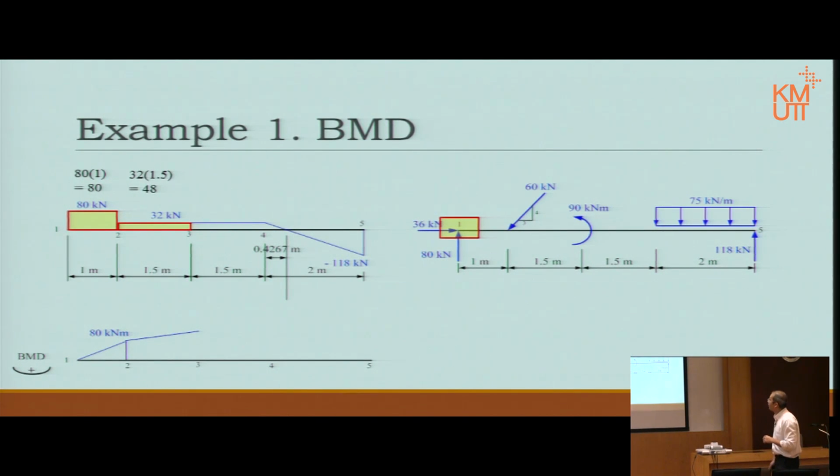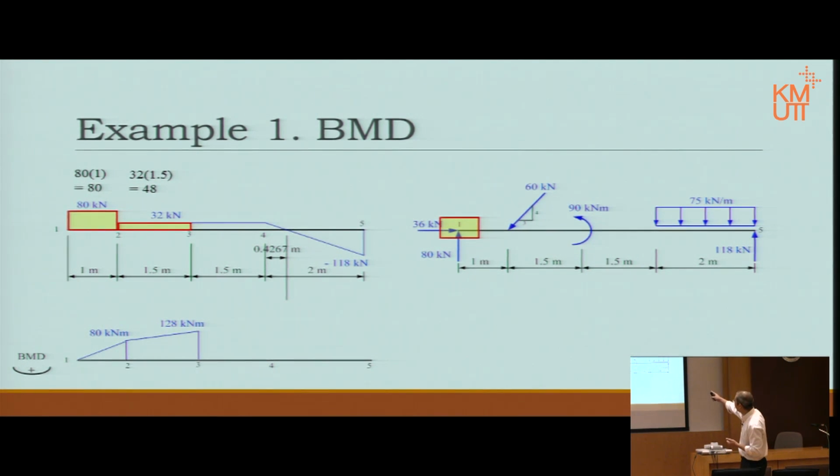32 times 1.5 is 48. Now, the value of the bending moment does not equal the area of the shear force diagram. It is the change. The change in the bending moment is equal to the area. Therefore, it is changing by 48, not becoming 48, but changing by 48. Therefore, it becomes 80 plus 48, 128 kilonewton meters.